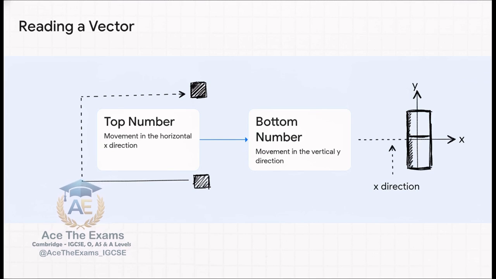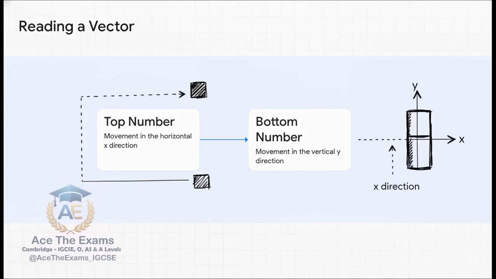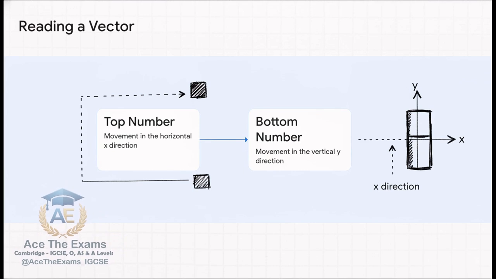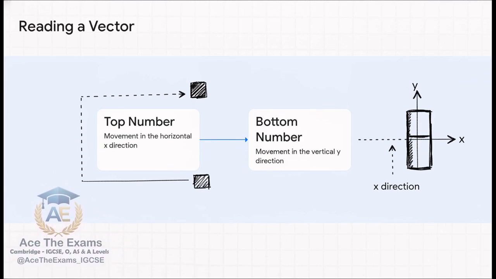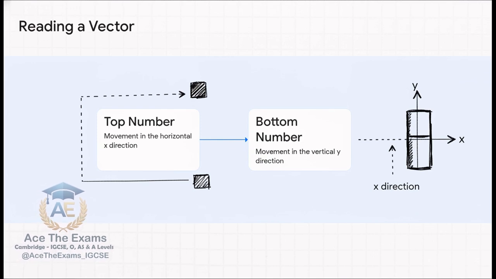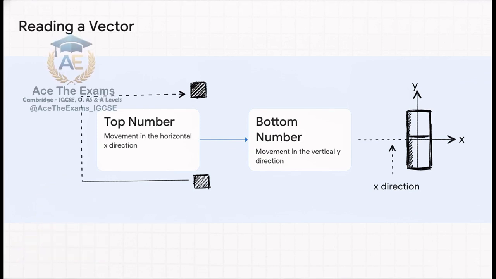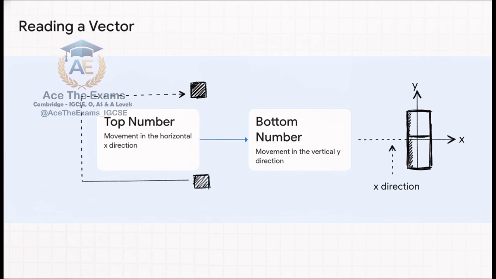It's elegantly simple. Step 1, you look at the top number. This tells you your movement in the x direction, so exactly how far you move horizontally, left or right. Step 2, you look at the bottom number. This is your movement in the y direction, meaning how far you move vertically, up or down. Top is sideways, bottom is up and down.